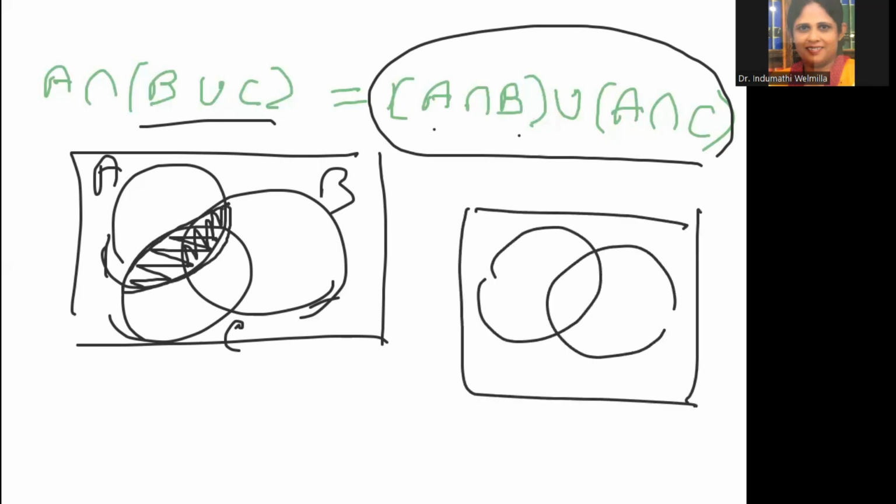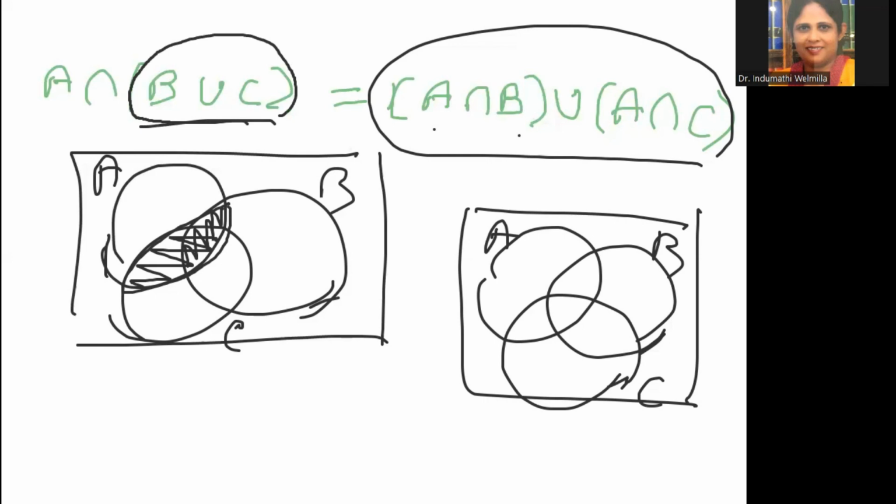Same thing we can do on another chart with A, B, C, and considering the other side. B union A, right? What is B union A? B union A is this part. Okay. And what is A? I colored A. This is A.